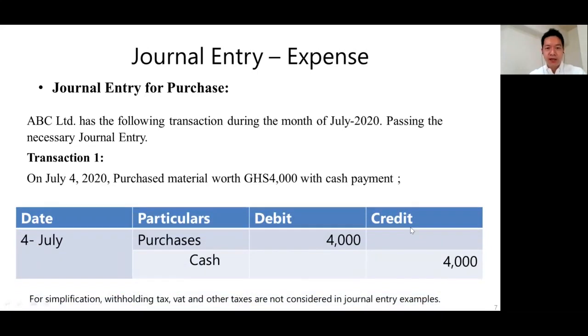So this is recording the date and the particular account titles. It is a purchase, and also the cash was paid. The purchase is an expense, so the debit account 4,000 is recorded. And cash is an asset, and the asset is decreased, so 4,000 is recorded in the credit side.